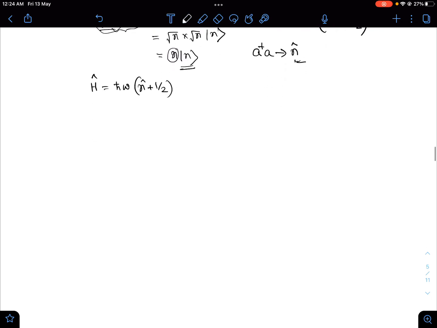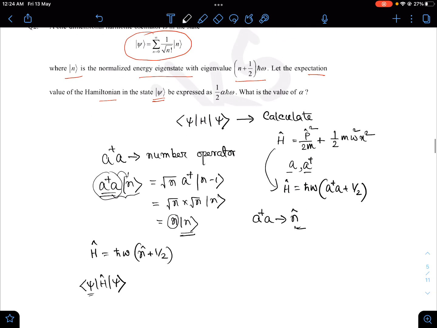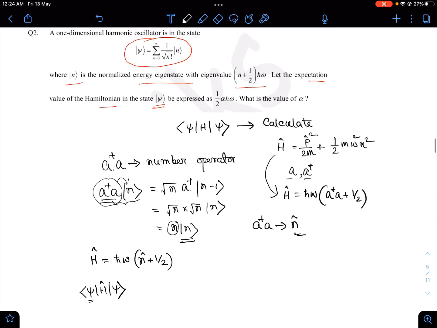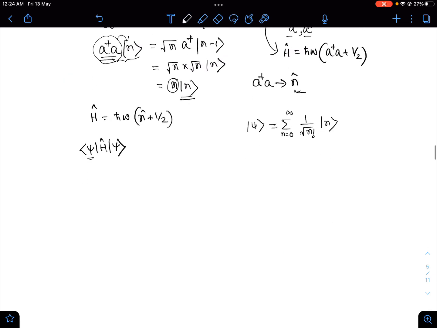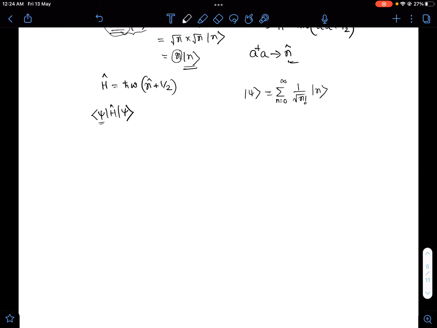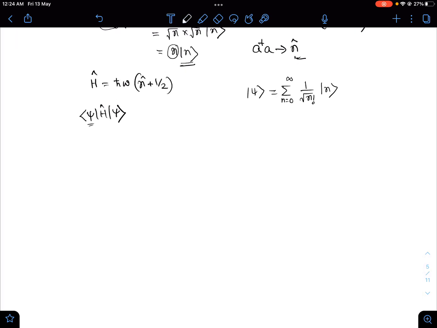So we have to now calculate this <psi|H|psi>. So what is our psi? Psi is given as the sum over n from 0 to infinity of 1 by root n factorial times |n>. So this is our given wave function. Now we have to evaluate this expression. So let us do the mathematics.